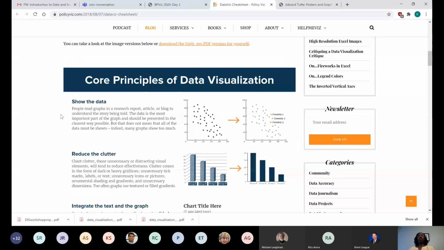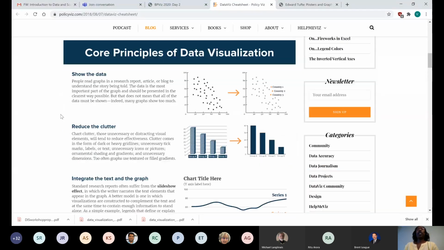Core principles of data visualizations. Show the data. I'm going to say use your best judgment for yourself. Think about, does this make sense to me? Is it clear to me? That's one thing. And then get some feedback. That is invaluable. Oftentimes we work so closely with our data, with our work, that we can't see the slight things that are going on there because we're so close to it.